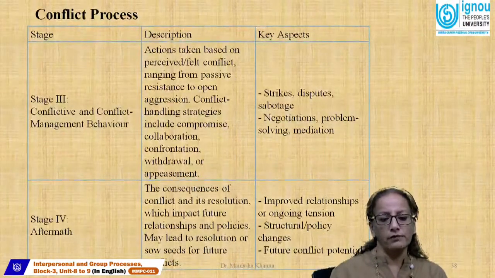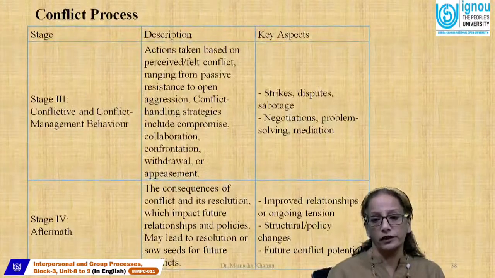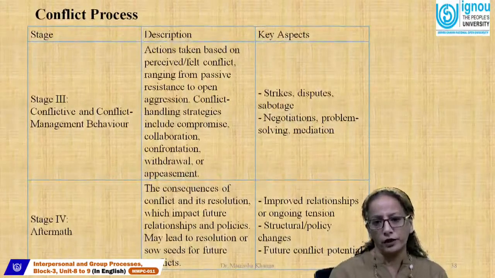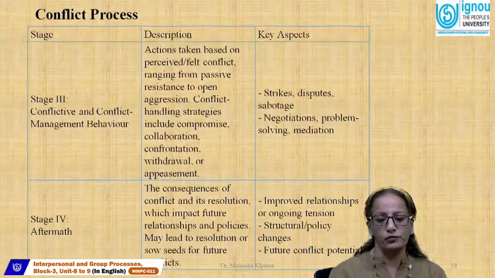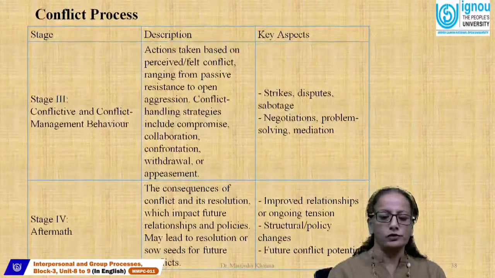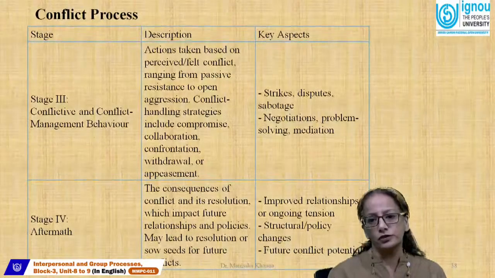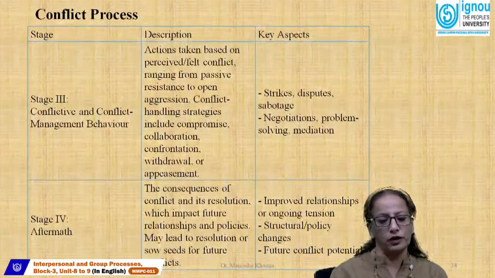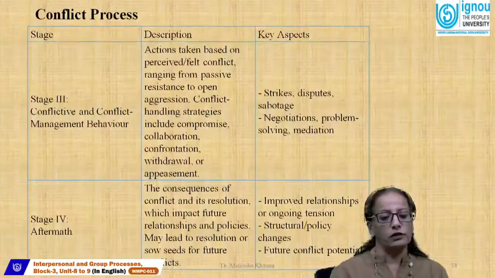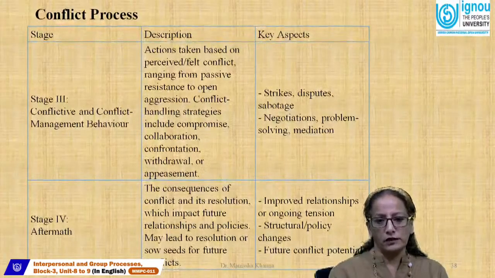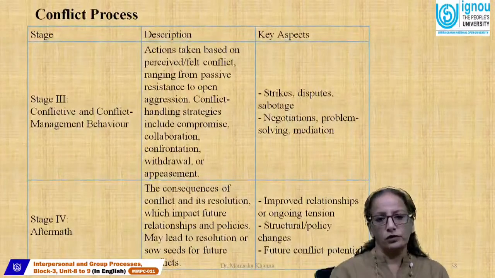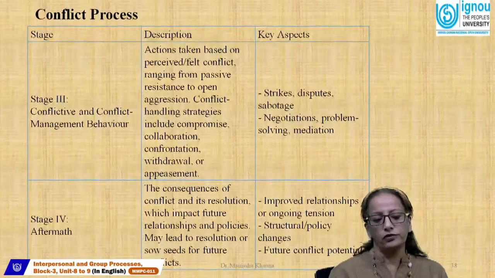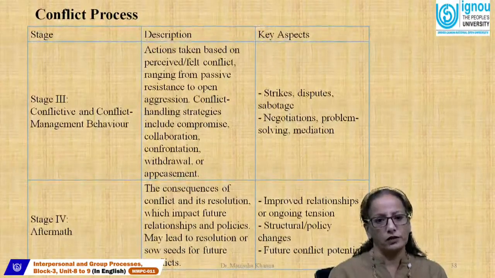Then the third stage is conflict and conflict management behavior, in the form of strikes, disputes, absenteeism, and negotiations. Mediations also happen in this stage, where the management or the trade union parties come in between and handle the situation. They create conflict management strategies, which may include collaboration, confrontation, withdrawal, appeasement, or whatever the strategies happen to be.